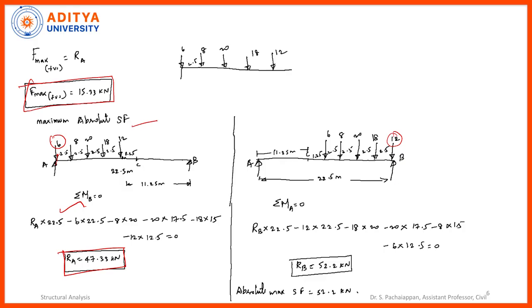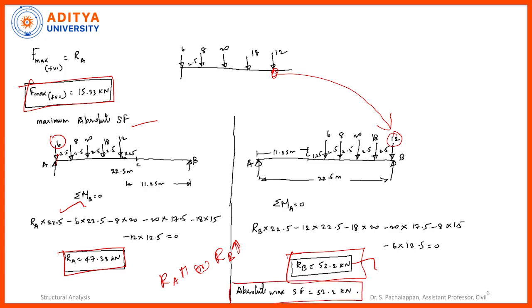Similarly, now the second case: I am going to keep this 12 kilonewton at the support B. If you keep it so, and then calculate the RB value, I am getting 52.2 kilonewton. So among these, which value is greater? Whether RA is greater or RB is greater? Definitely RB is greater because it is 52.2 kilonewton. So the maximum of these two values is called the absolute maximum shear force value.